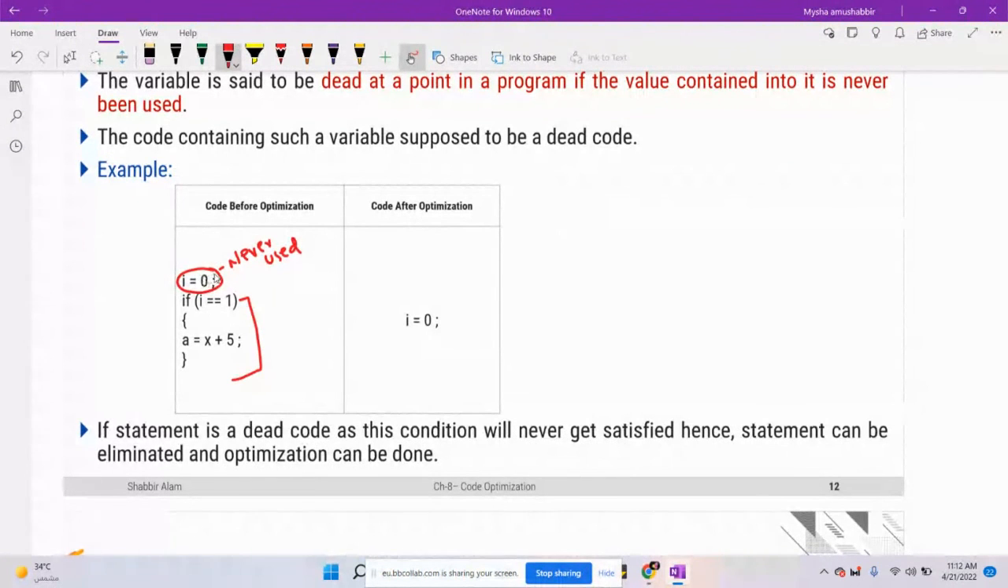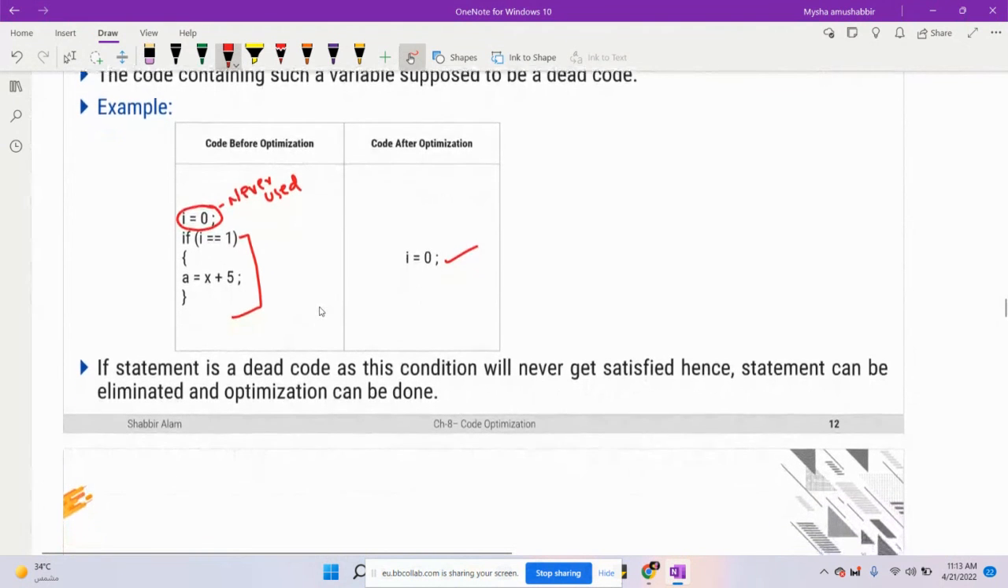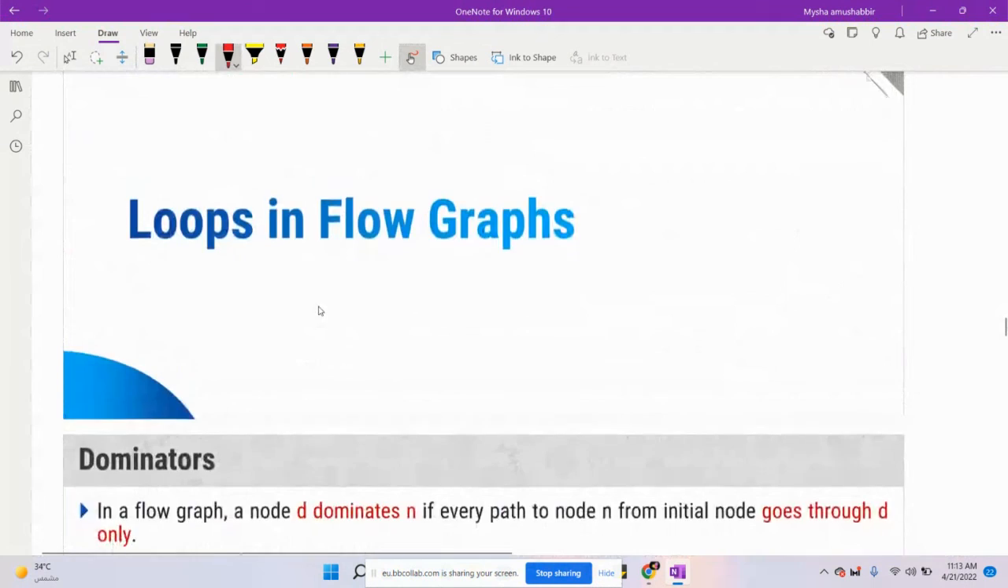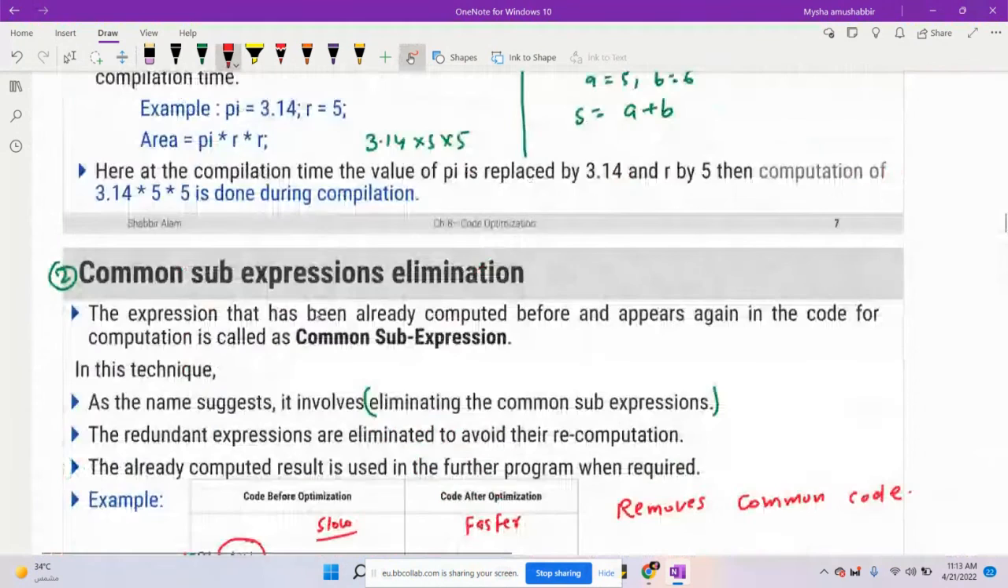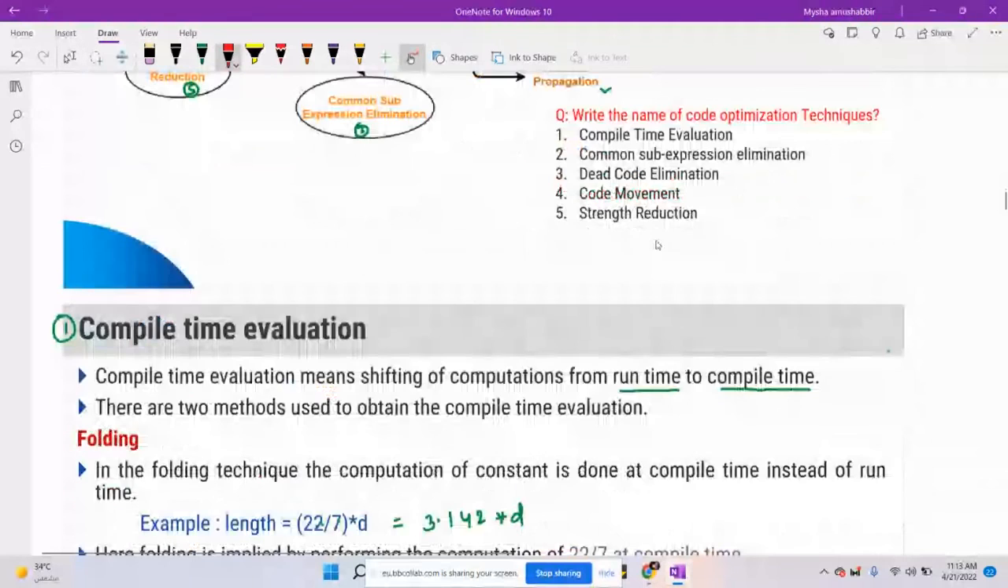That means the first is 0, that means false, and in the next line the condition is I equal to 1. I equal to 1 never comes. So just remove this, and only the first line, I equal to 0, is executed. So you remove this code. It is called the dead code elimination technique. So we have explained the techniques of code optimization with examples, five optimization techniques with examples.